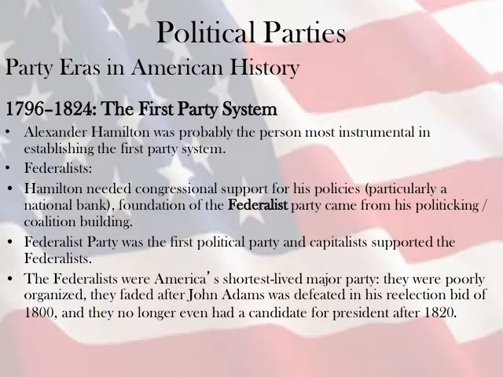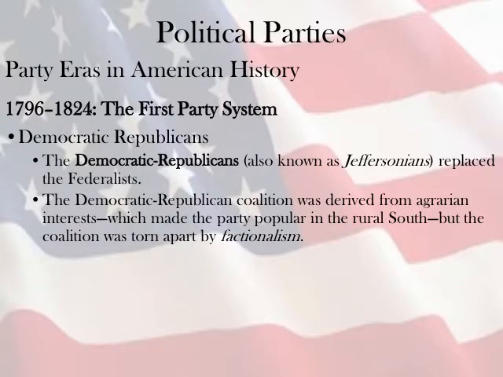The Federalists were America's shortest-lived major party. They were poorly organized. They faded after John Adams was defeated in his re-election bid of 1800, and they no longer even had a candidate for president in 1820. Now, moving on, in 1796 to 1824, the Democratic-Republicans, also known as the Jeffersonians, replaced the Federalists. The Democratic-Republican coalition was derived from agrarian interests, which made the party popular in the rural South, but the coalition was torn apart by factionalism.